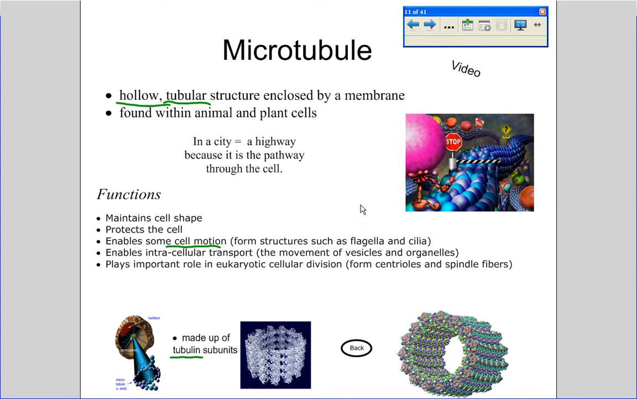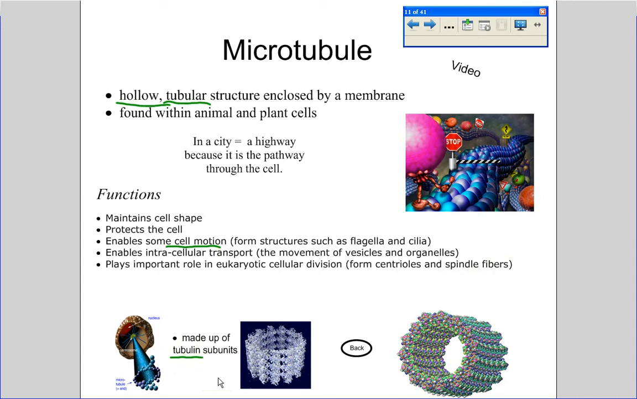Some of the functions, as part of the cytoskeleton, it maintains cell shape. It also protects the cell and enables cell motion. So things like flagella and cilia, which are made up of microtubules, are important for cell motion. It also enables intracellular transport, so acts like a highway, in other words, for things to be moved along. And it plays an important role in cell division, because that's what the centrioles and the spindle fibers are made up of.